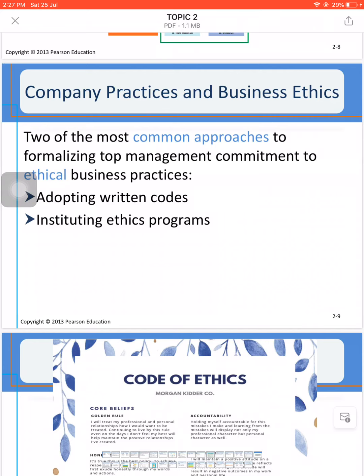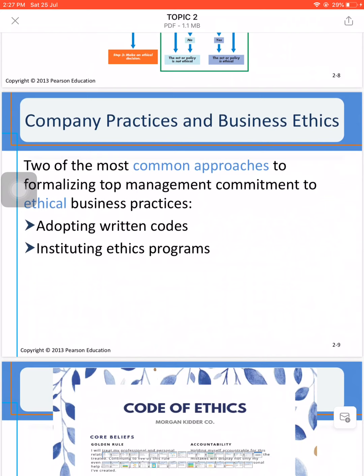an ethical response that can be learned through experience. Companies must take responsibility to educate employees. More and more companies like Boeing and ExxonMobil require managers to go through regular ethics training in order to remind them about the importance of ethical decision making, and also to update them on current law and regulations. This is where instituting an ethics program means you provide programs to train them and always update them on the current law and regulations. So there are two different approaches to formalize top management commitment to ethical business practice.